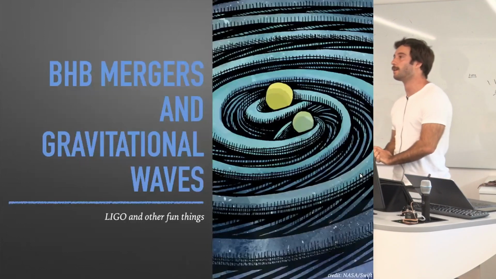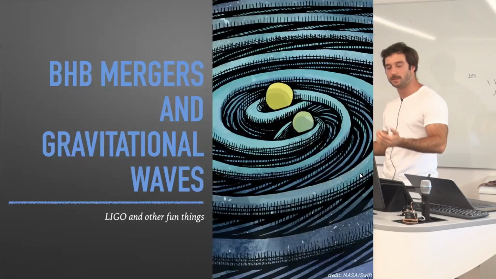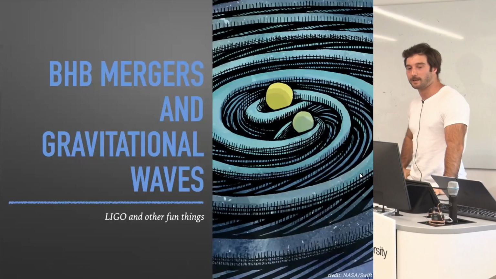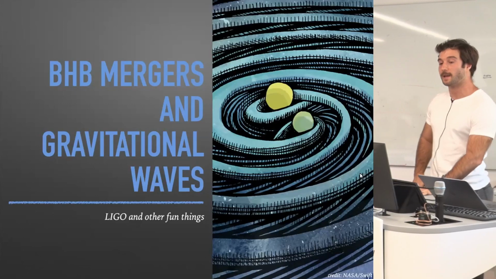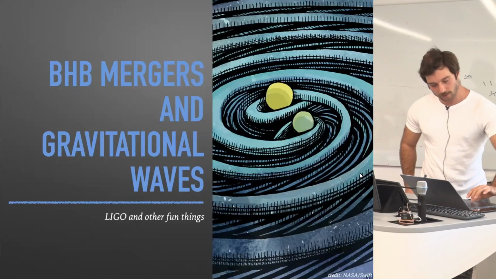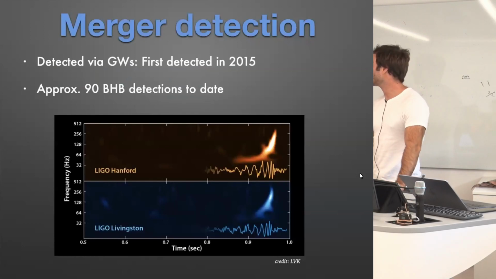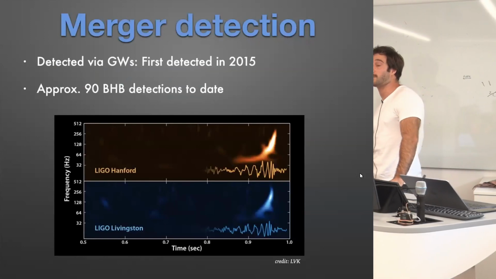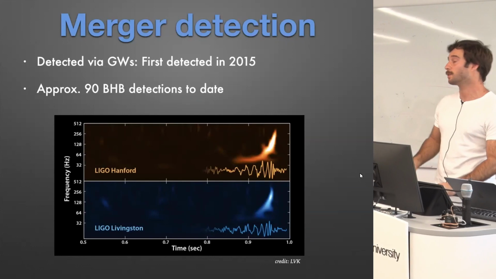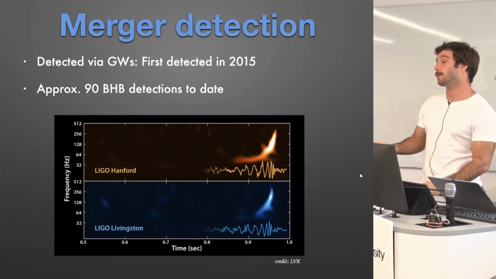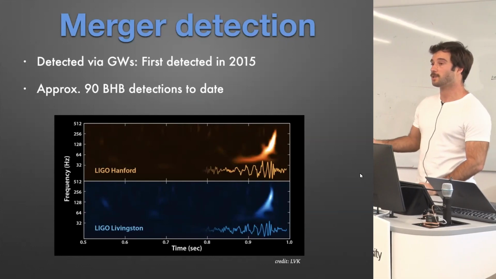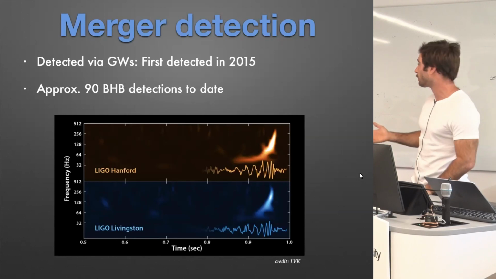So that's enough about numerical methods. Now we can talk a bit more about physics, so looking at black hole mergers and gravitational waves. As I'm sure most of you are aware, back in 2015, we detected the first gravitational wave signatures. This is from a black hole binary merger, denoted as GW150914.